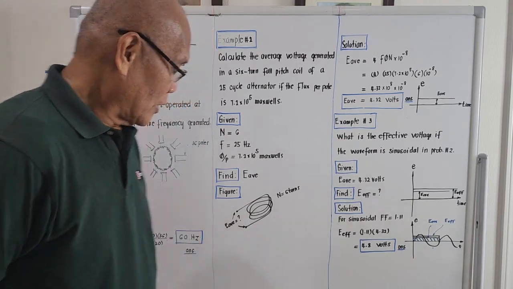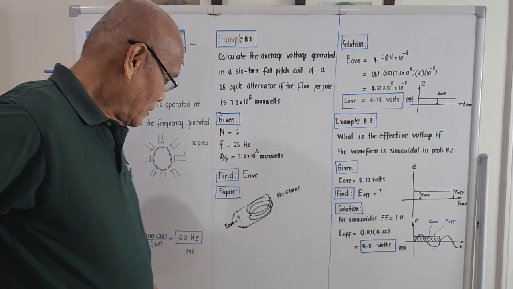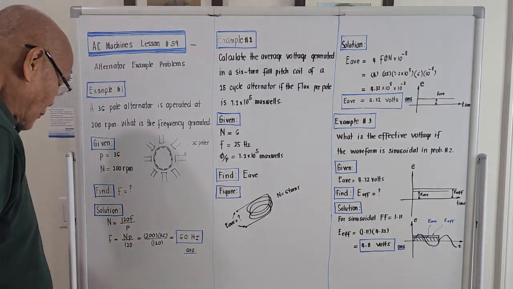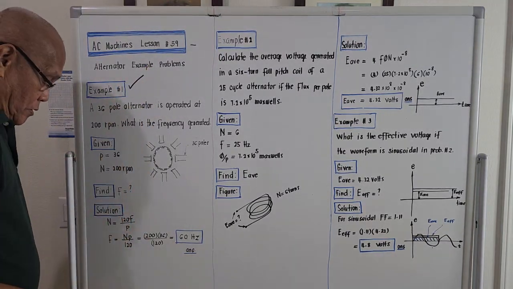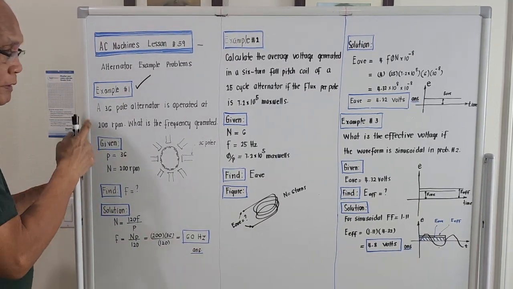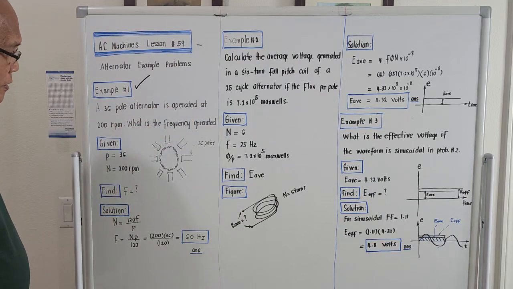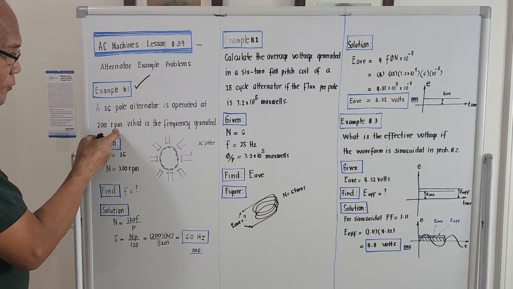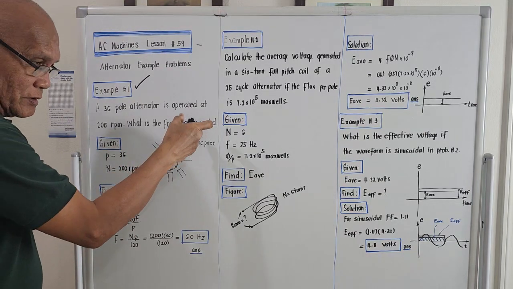Okay, let's proceed. I will be giving three example problems for tonight. Example number one. I will try to read the problem. A 36-pole alternator is operated at 200 revolutions per minute. What is the frequency generated?